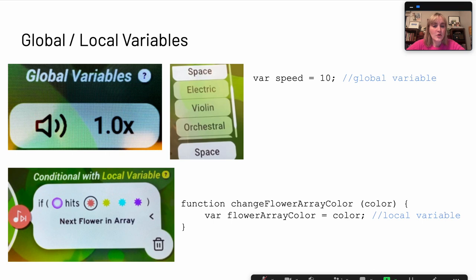As opposed to local variables, there were a couple of these as well. One example is changing the color of the flower array. Just changed the color of like one flower array. It didn't change every flower array on the table.